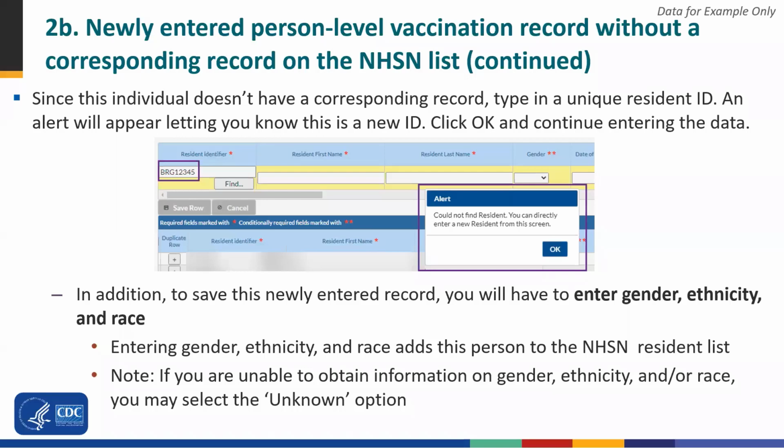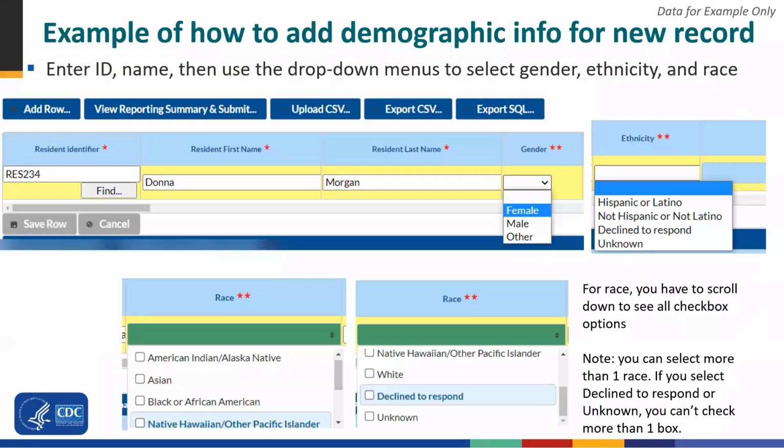So you'll enter the name, the other vaccination data, but then in addition, to save this newly entered record, you will have to enter gender, ethnicity, and race for new records. And like I mentioned earlier, by entering gender, ethnicity, and race, this adds the person to the NHSN resident list. And again, a reminder, if you're unable to obtain the information on gender, ethnicity, or race, you may select the unknown options for each of these fields.